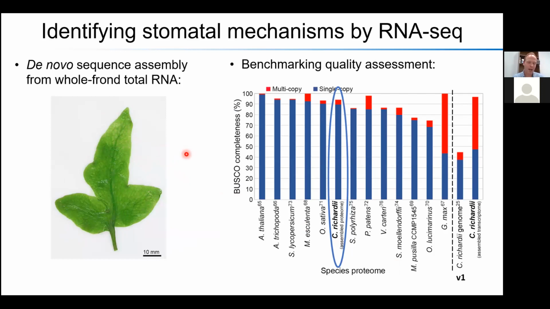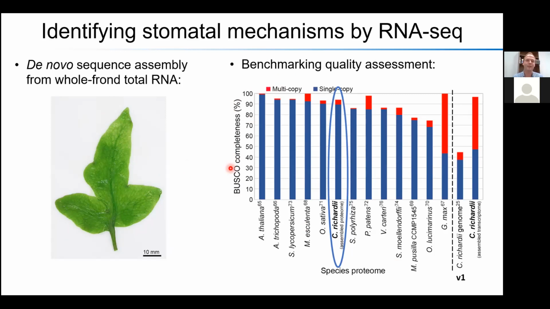So I mentioned that we now have a genome for Ceratopteris. We did not have one available at the time we did this experiment. So our RNA-seq assembly was done de novo with no reference genome. So people were a bit suspicious. And what we have on the right here is a method of quality control for that. This is something called a BUSCO analysis.